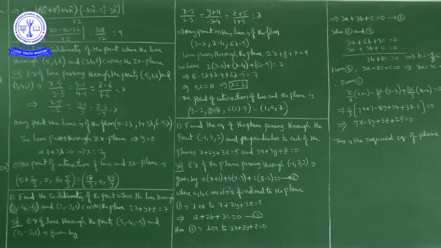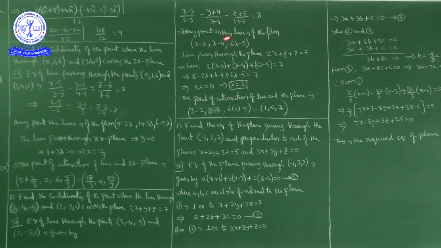Now first of all, the equation of a line passing through two points (x1, y1, z1) and (x2, y2, z2) is given by (x - x1)/(x2 - x1) = (y - y1)/(y2 - y1) = (z - z1)/(z2 - z1) = lambda. So using this, I will consider (3, -4, -5) as (x1, y1, z1) and (2, -3, 1) as (x2, y2, z2).